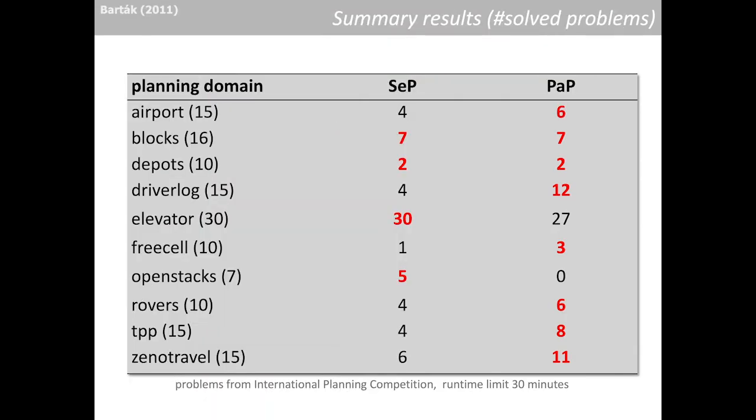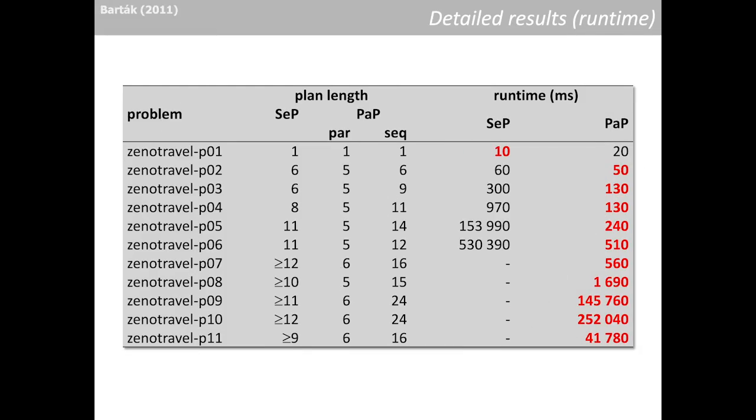Okay, so how does it compare to the sequential planner? This is the number of problems solved within a given time limit of 30 minutes. We can see that the parallel planning is much more efficient. For almost every domain, we can solve more problems. If we look into more details, we can see that the run times are actually significantly better.